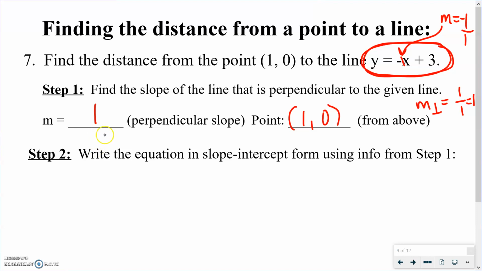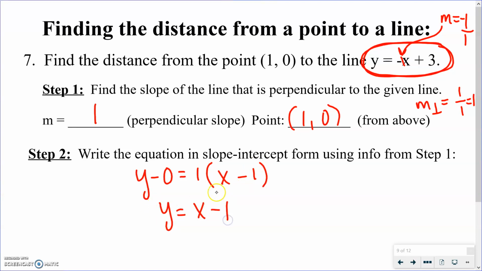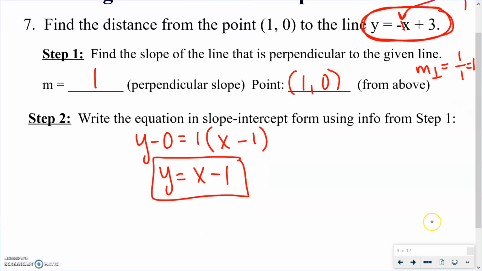So we're going to write an equation in slope-intercept form, but to do that we're going to use point slope. So y minus 0 equals 1 times x minus 1. So y equals 1x minus 1. So this is our equation of our perpendicular line.